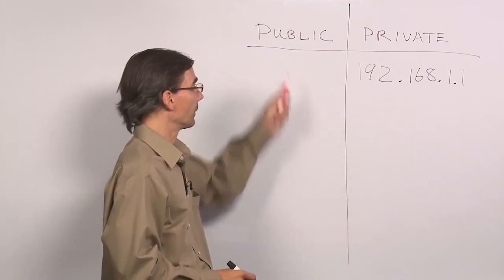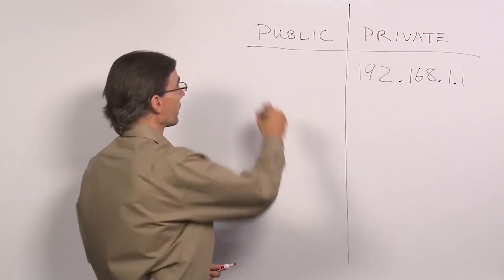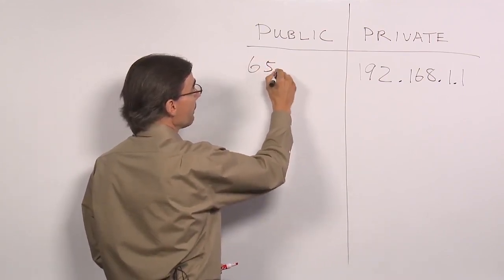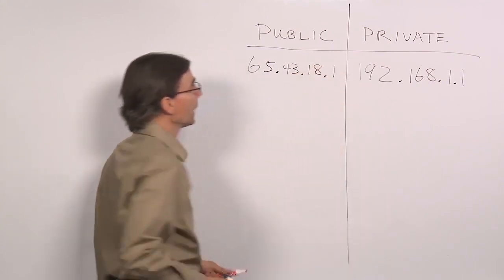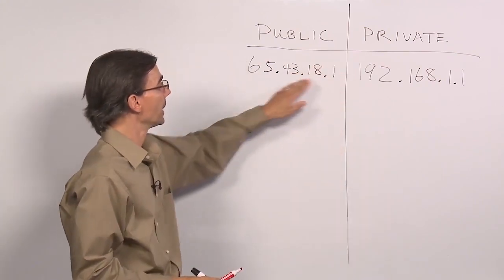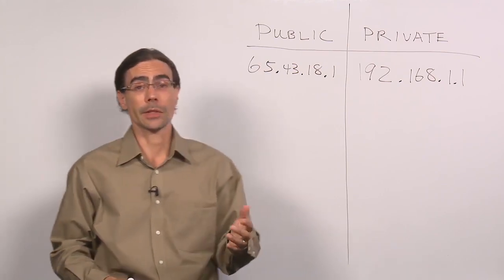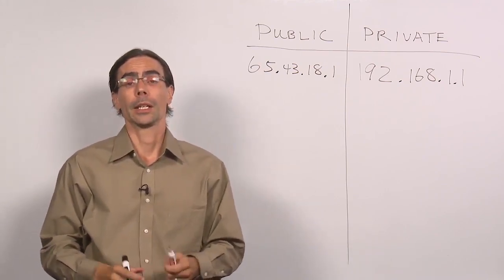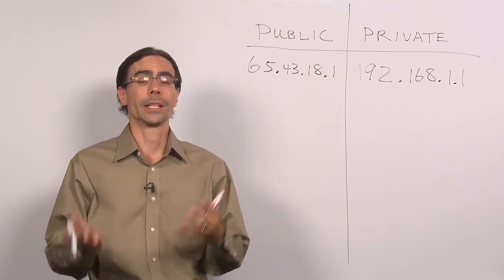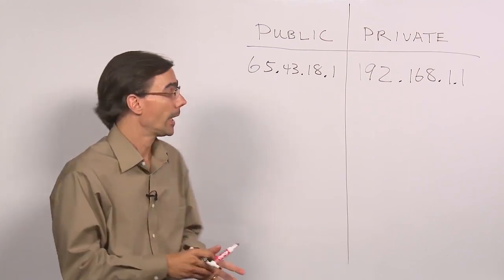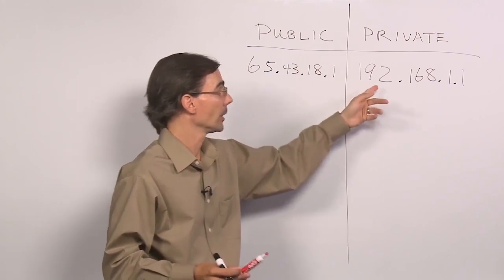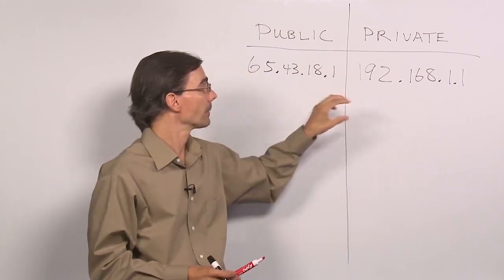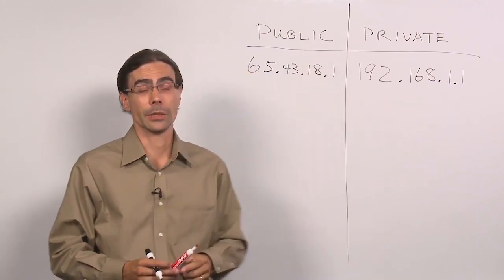Public addresses, however, they do face the internet directly. An example would be 65.43.18.1. And this IP address is known as internet facing or public facing. And that means that anybody around the world can see that IP address. Anybody around the world will not be able to see this because it's behind usually a firewall and behind some type of network address translation device.